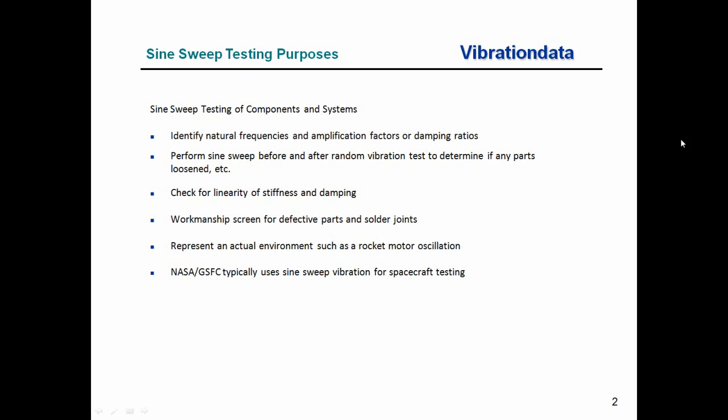And then the NASA Goddard Space Flight Center typically uses sine sweep vibration for spacecraft testing. On the other hand, NASA JPL, the Jet Propulsion Laboratory, would typically use random vibration testing. And later on in this series of presentations, we'll talk more about the differences between sine and random and the different trade-offs between using the one over the other.